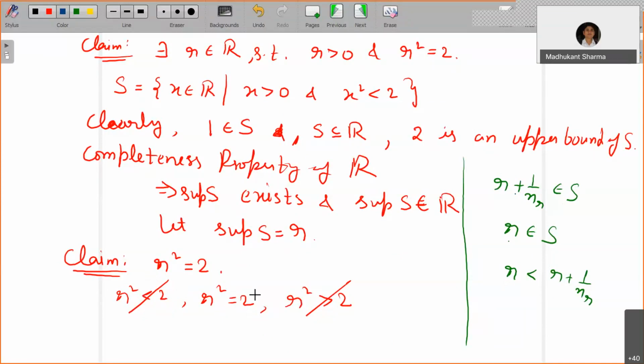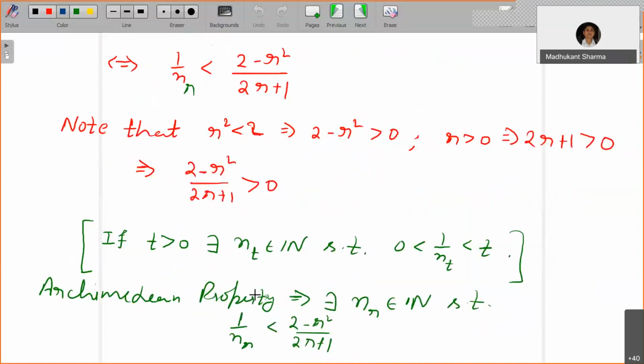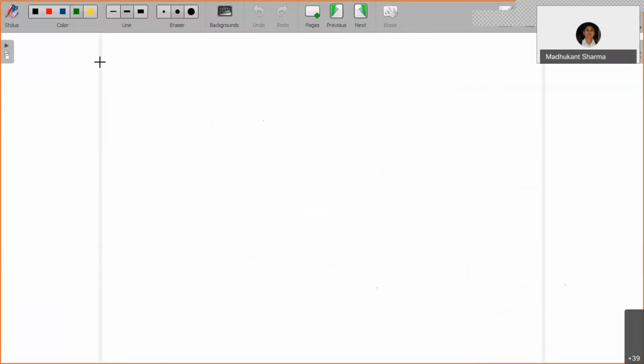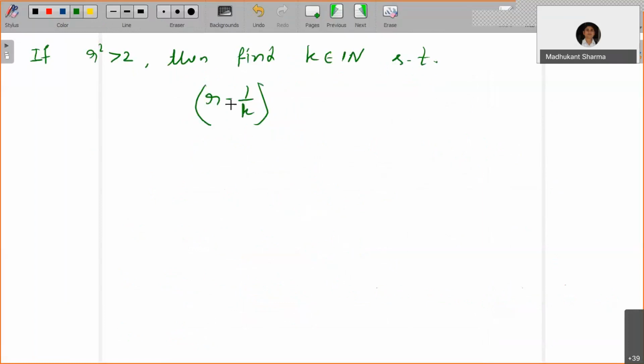Similarly, you can now rule out the possibility that R square is greater than 2. So if R square is greater than 2, then find k in N such that (R minus 1 by k) whole square is greater than 2.